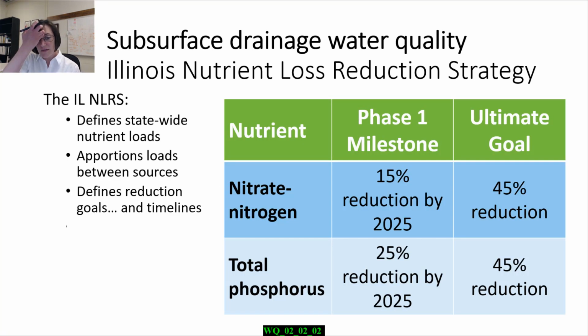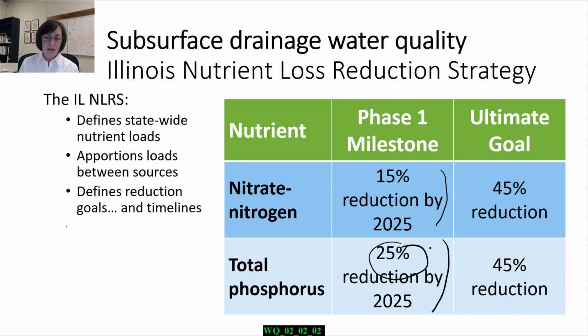Our nutrient strategy also defines reduction goals and timelines. Illinois has an interim goal, or a phase 1 goal, occurring in 2025 to reduce our nitrate nitrogen loads by 15% and our total phosphorus loads by 25%.